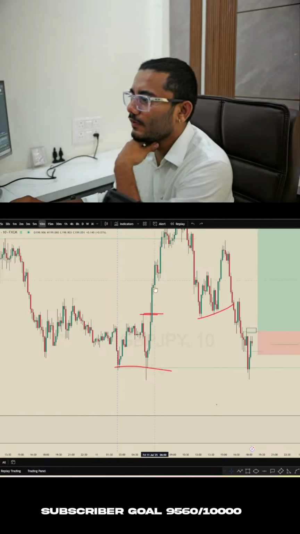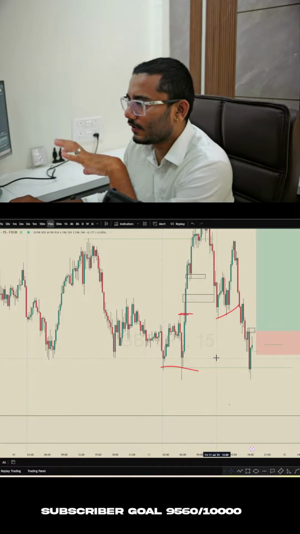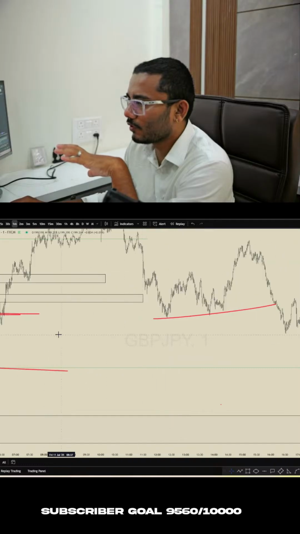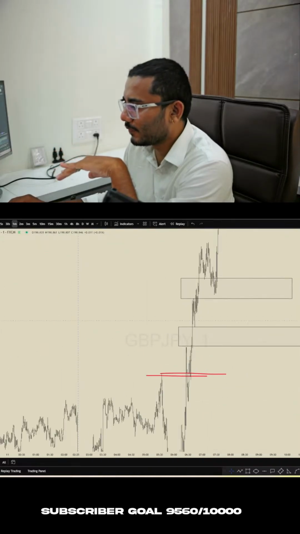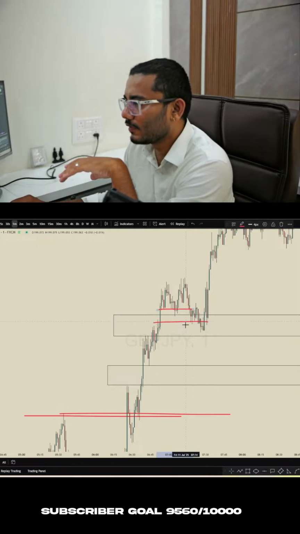Here we can see price created this imbalance. We have this imbalance. Just by looking at the imbalance on a higher time frame, you will know that there is some kind of liquidity over here, right? So what you have to do is, if you go to a lower time frame, you have to look for price to sweep that liquidity and wait for price to break in the opposite direction. Here, there is this liquidity. You will not enter directly at this order block.